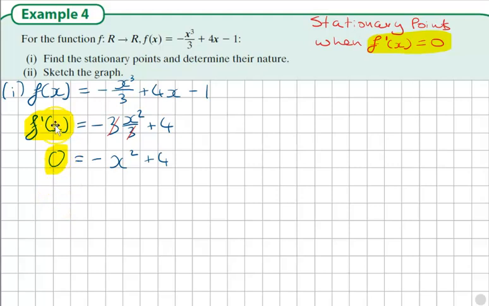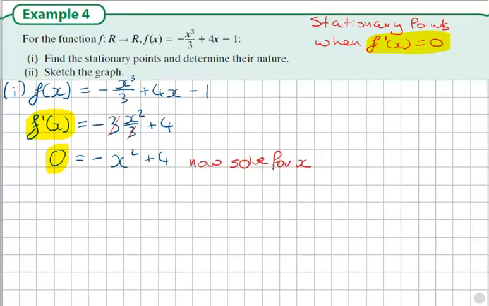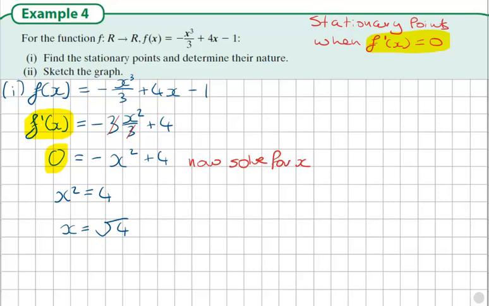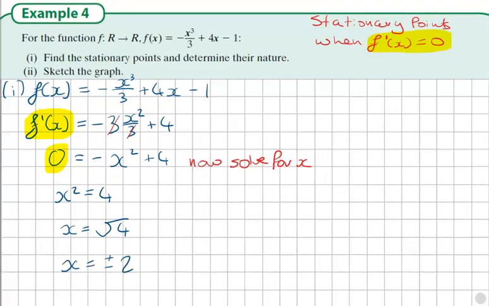So then we let the derivative equal to 0, and now we solve for x. So x squared is equal to 4. So letters to the left, numbers to the right. So x is equal to the square root of 4. So x is equal to plus or minus 2, because 2 squared is 4 and minus 2 squared is also 4. So you actually get two solutions. So plus or minus 2.